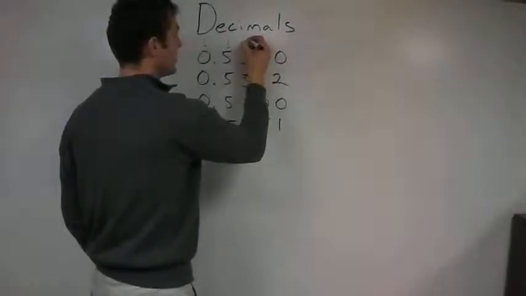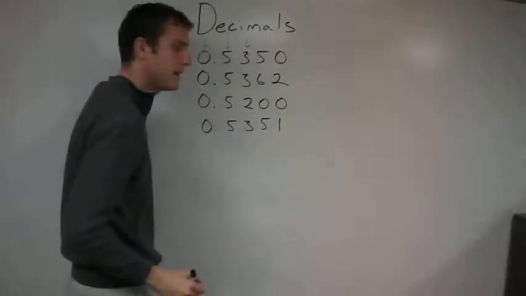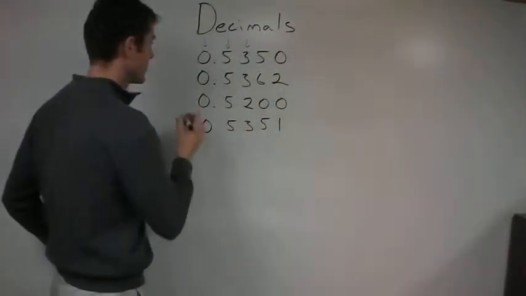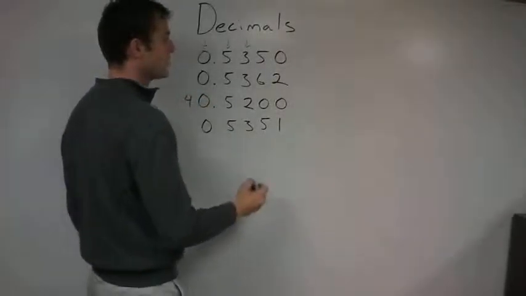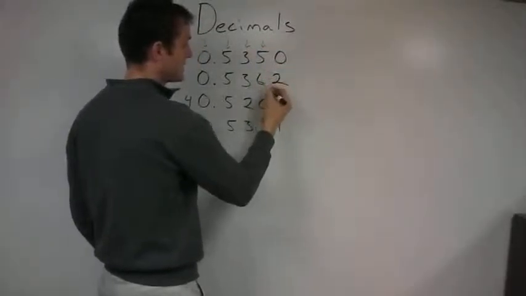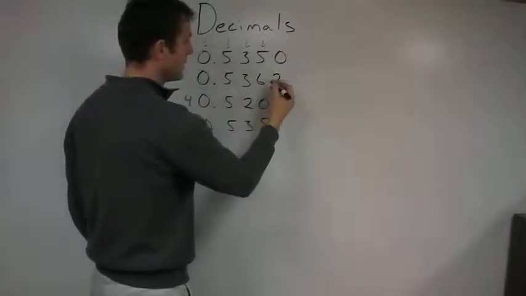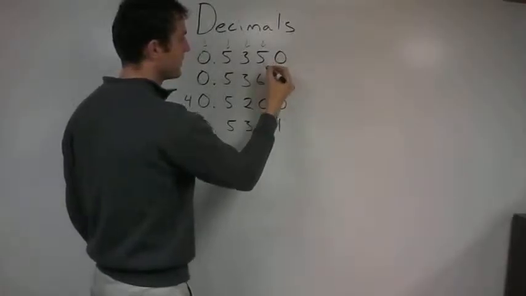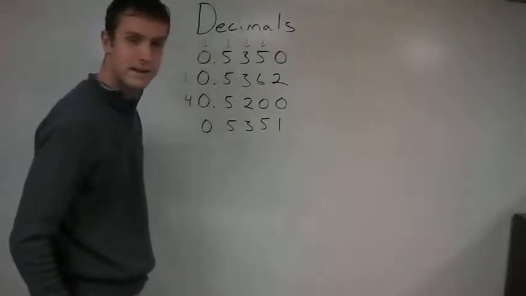I go to the 100th place. I have 3, 3, 2, 3. So this number is going to be my smallest. So since there are 4, I'm going to write a number 4 here. I'm going to go to the 1000th place. I have a 5, I have a 6, I have a 0, and I have a 5. Already eliminated this one. This one has a 6, therefore it is greater than both of the other ones. This is going to be the greatest of all, so I'm going to put number 1 next to that one.